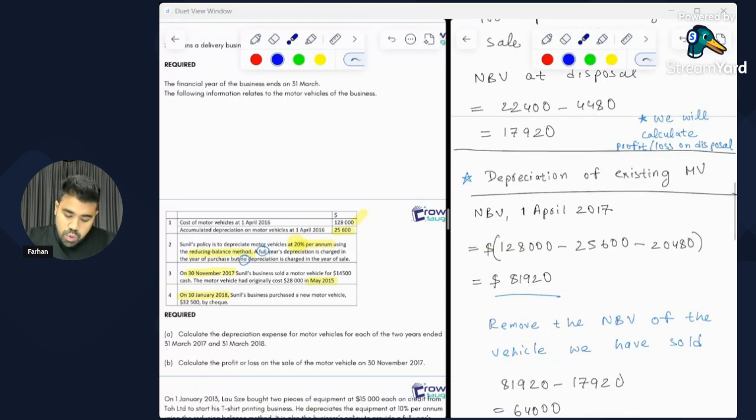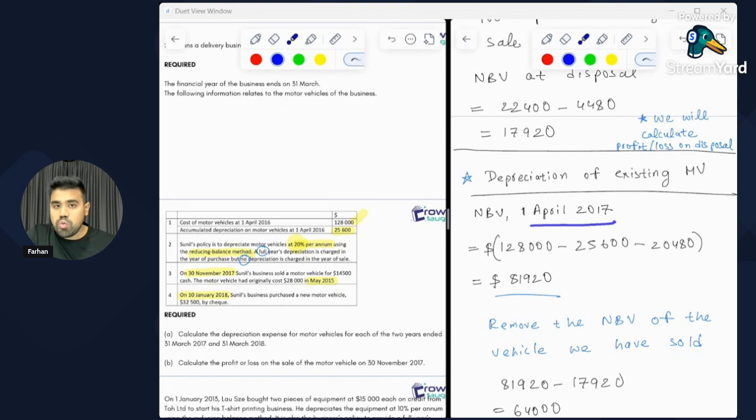Now, what I need you to know is first find the net book value at 1 April 2017, which is in the current financial year. We know in the last financial year, which started on 1 April 2016 and ended on 31 March 2017, we had no purchase, nor did we have any sale of any motor vehicles, right? Are we confident with that?